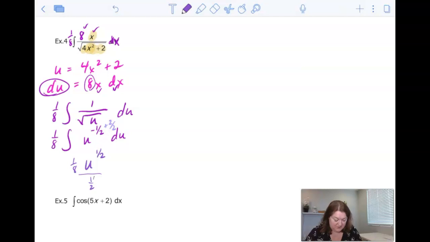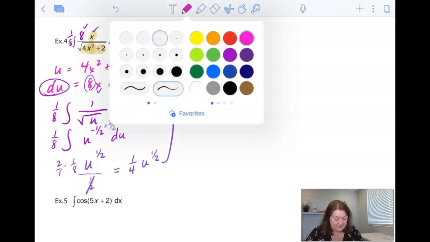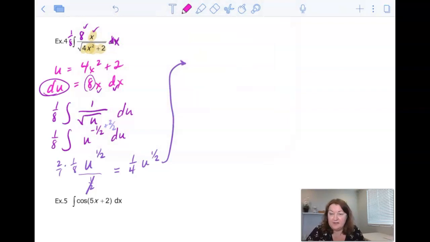So again, I'm going to choose to multiply by the reciprocal. So this is going to equal 1/4, 2 over 8 is 1/4, and it's going to be u to the 1/2. Okay, so now I want to go back to the original problem that was originally in x's. So that's our next step, we're going to bring it back to the original letter.